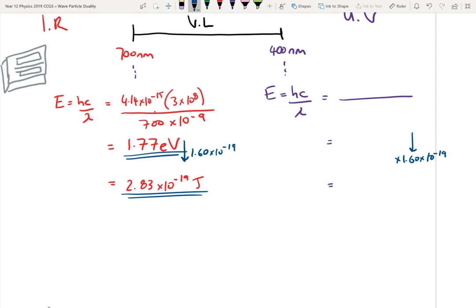Do that for me now. Find me the most energetic photon of visible light and the least energetic photon of visible light that our eyeballs can see.